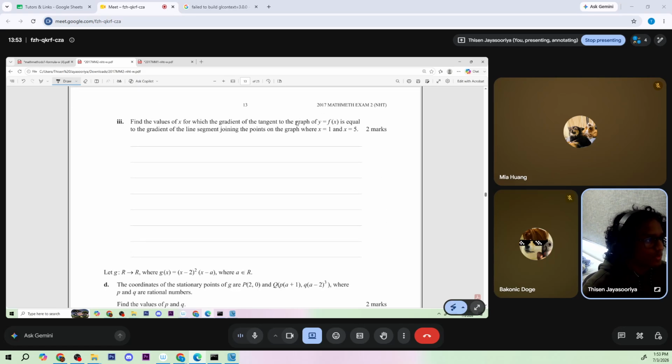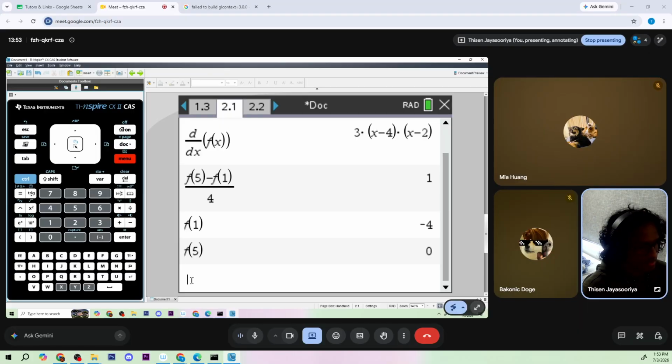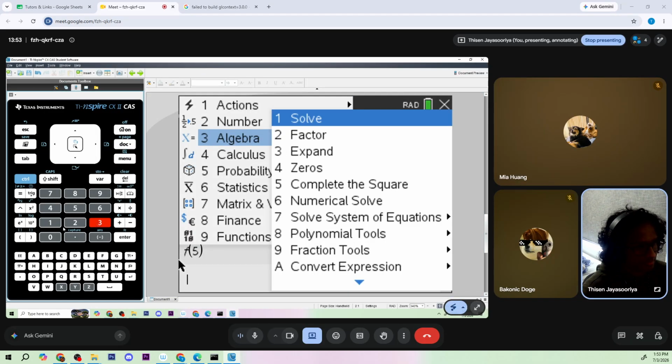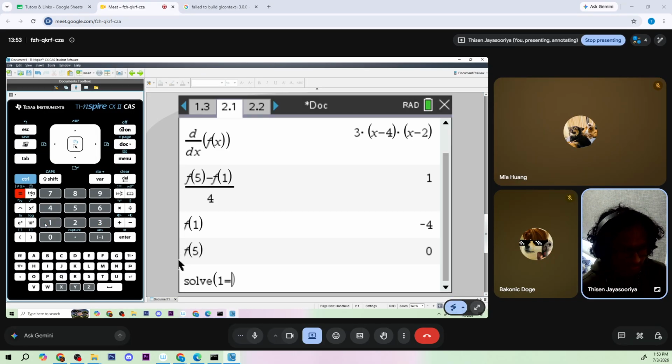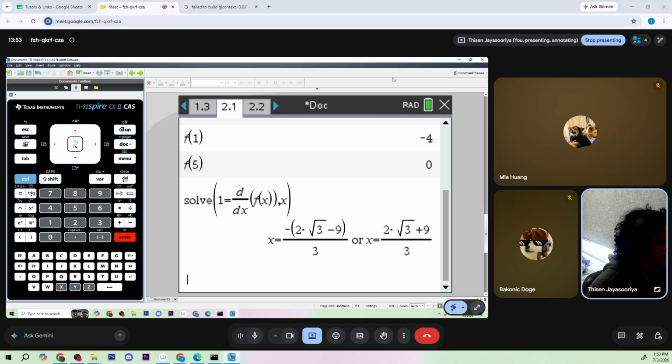It says here, find the value of x for which the gradient of the tangent is equal to the gradient of the line segment between these two. So f dash of x is going to be equal to this line segment. We know the line segment gradient is going to be 1. So if I go to my calculator, menu 3, 1, I can do 1 equals f'(x), comma x, and that means I get these two solutions.